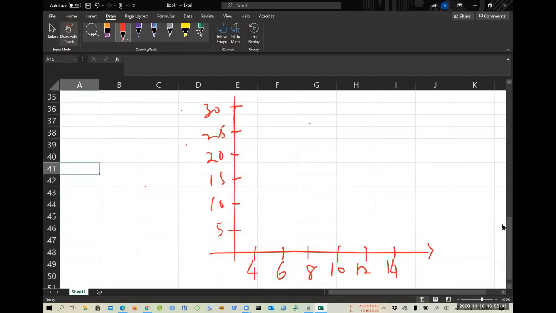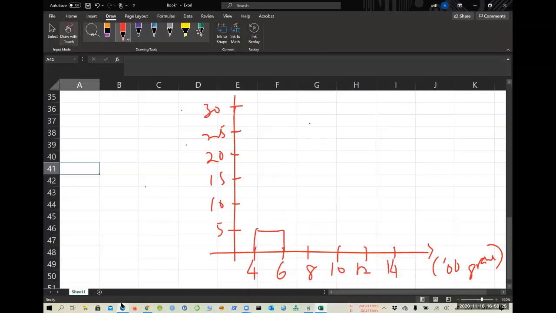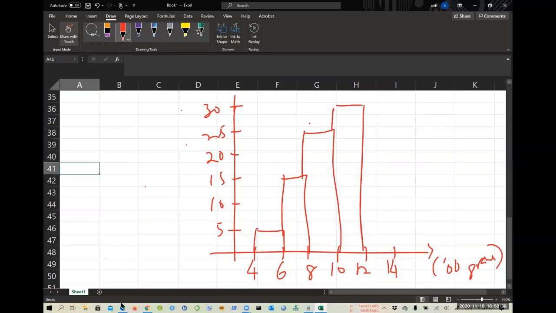Okay, label your axes. This one is the frequency, and this will be the grams. The first value is 5, so you get 5 over here. Then the next values are 15, 25, 30, 25. So 15, and then 25, and finally you have 30, 25.